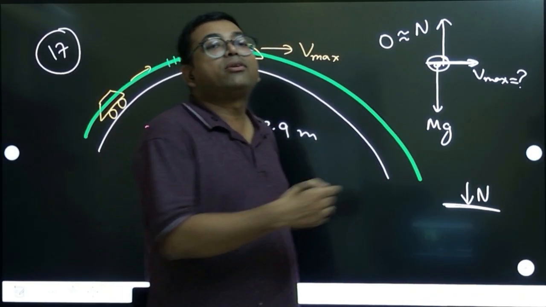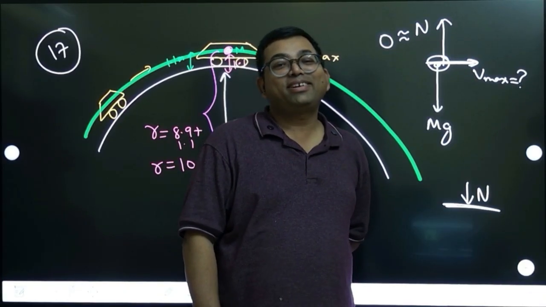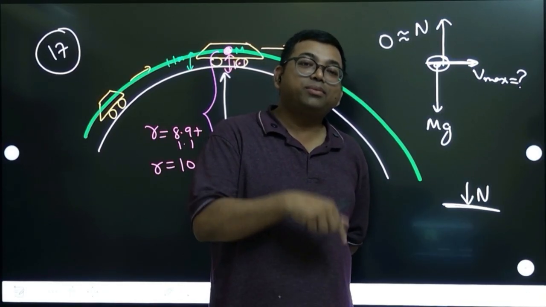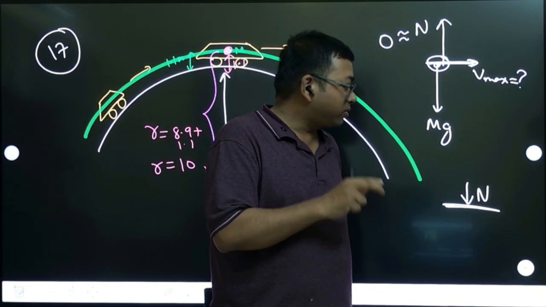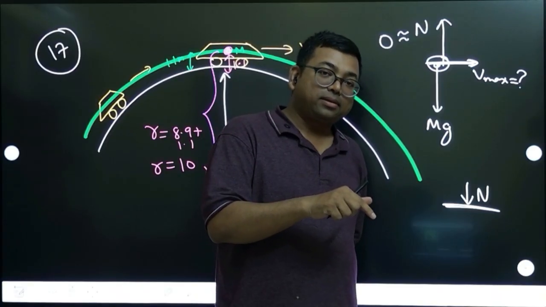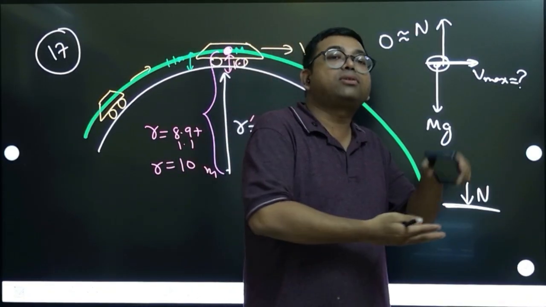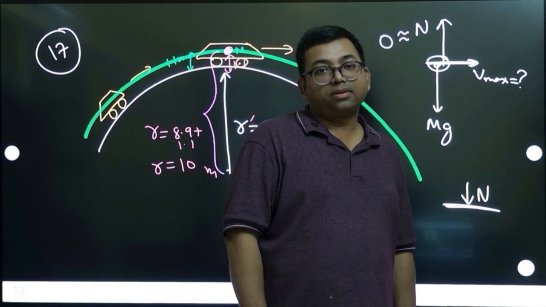When normal is zero, what will happen to the road? Why are you worried about that? No, no, you are thinking of the road. Road normal is always acting. But if you say normal is zero, it means the contact itself is not there. Contact is not there. You understand?